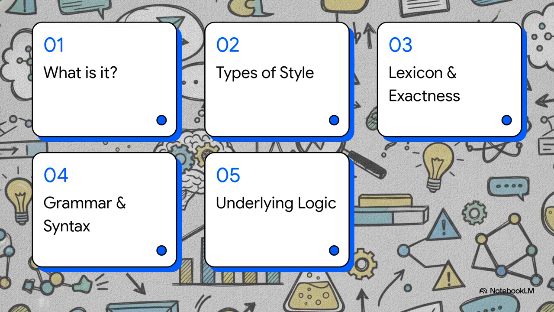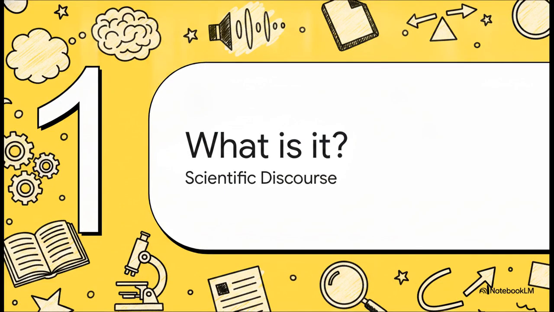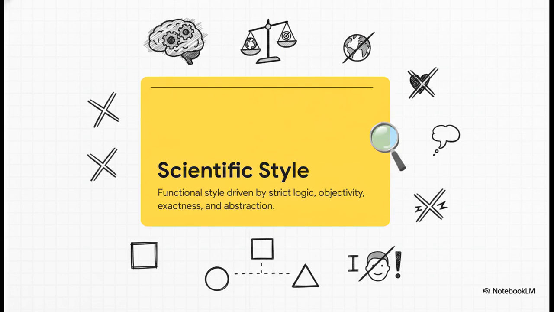Just like a good scientific paper, we're building this on strict logic. We'll define what scientific discourse actually is, check out its different substyles, dig into the vocabulary and grammar rules, and finally, wrap up with the underlying logic behind the whole thing. All right, Section 1. What exactly is scientific discourse? Let's dive right into this.